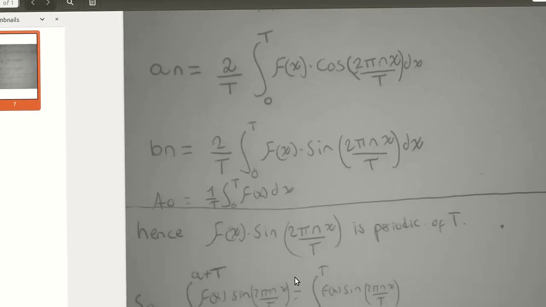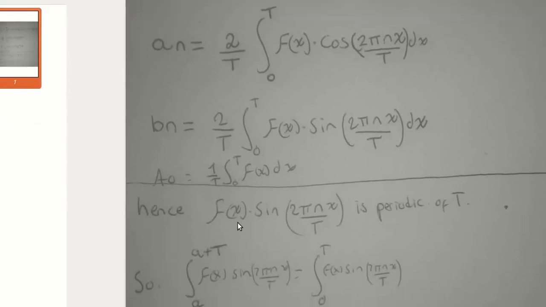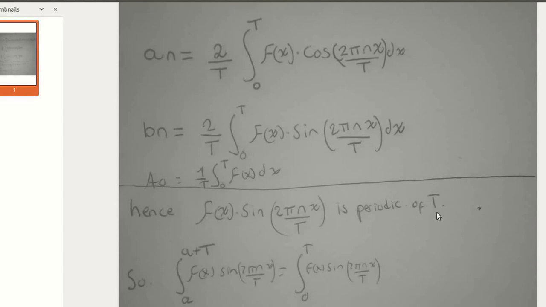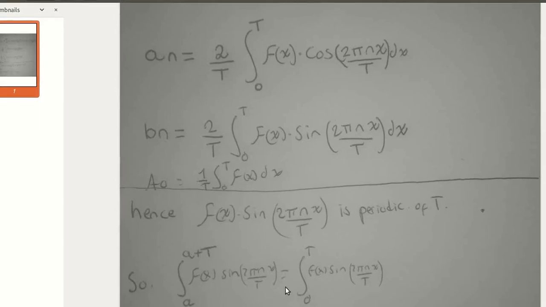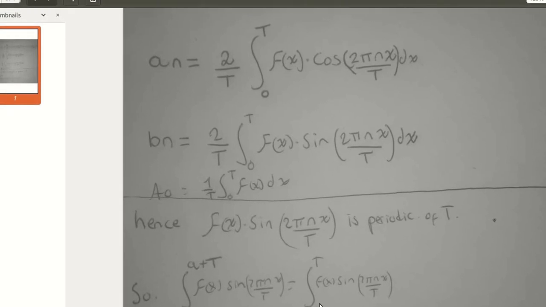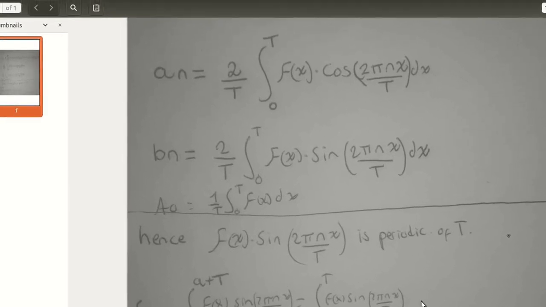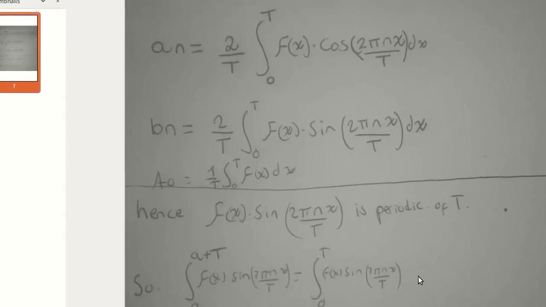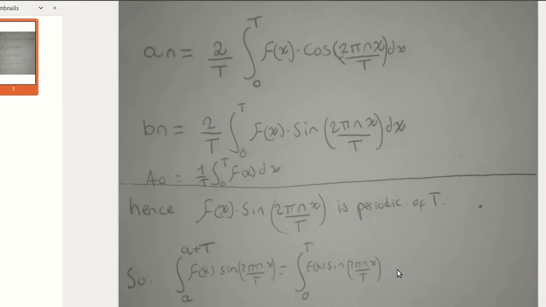So a few remarks: the function f times sine of 2 pi n x over T is periodic of period T. Also, if you multiply f times cosine, it's going to be periodic with a period of T. This means that the integral from a to a plus T of this function is equal to the integral from 0 to T of this function, which is going to be helpful if we want to approximate our function which has a period of, let's say, 3 from -1 to 2.